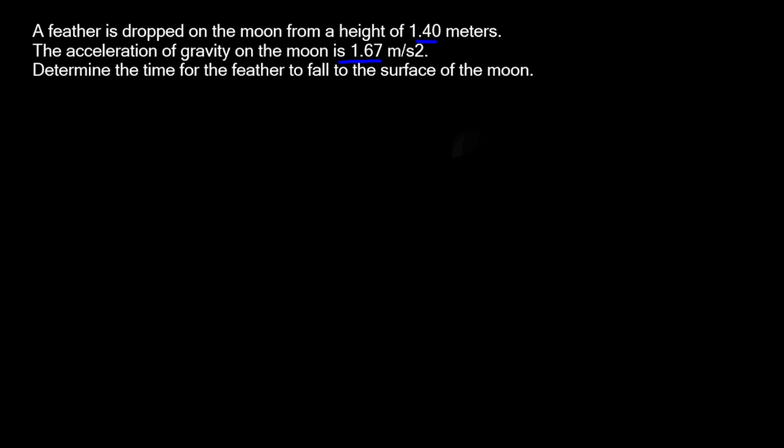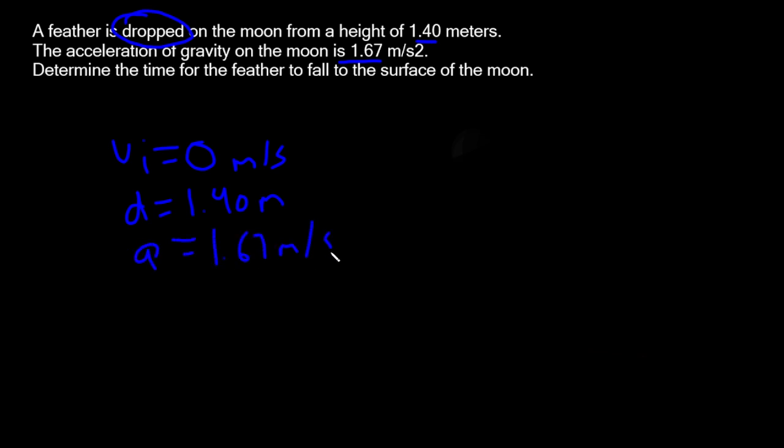It says a feather is dropped, which means that the feather is not thrown down. He doesn't add any extra force to the feather. The only force acting on the feather is the force due to gravity, which means that VI is actually equal to 0 meters per second. And D we have 1.40 meters, and A we have 1.67 meters per second squared.